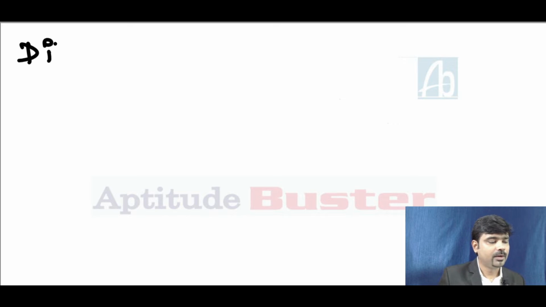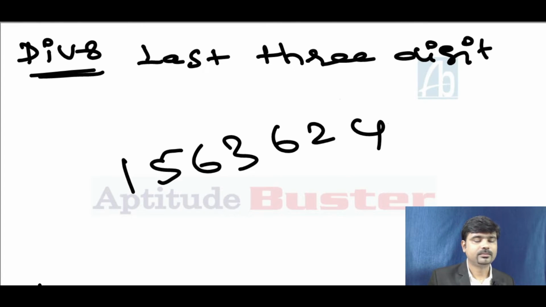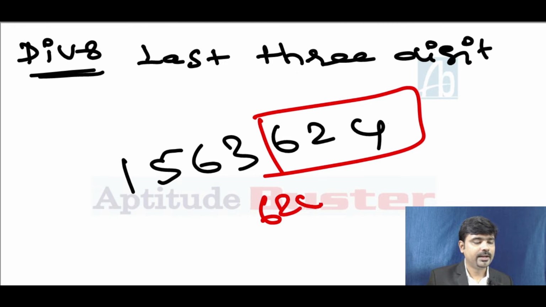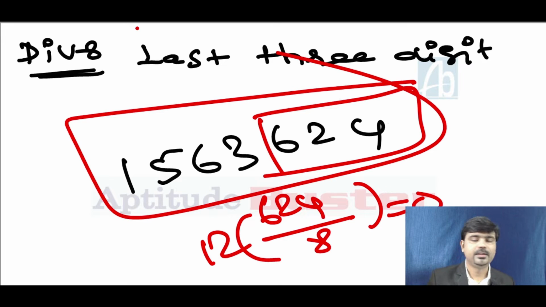The divisibility rule for 8 is nothing but the last three digits should be divisible by 8. If I take the number 1563624, the last three digits are 624. 624 when divided by 8, the remainder is 0. That means the total number is divisible by 8.